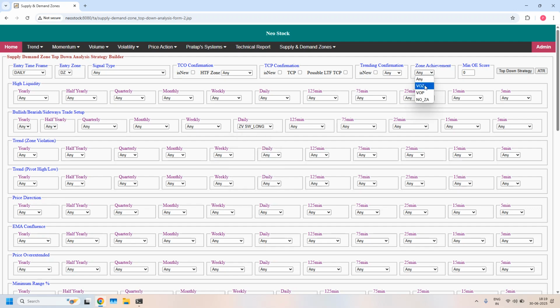Zone achievement should always be violated opposing zone. Minimum odd enhanced score should be 11 for sideways, 12 for bullish or bearish. Because this is sideways, I selected 11.